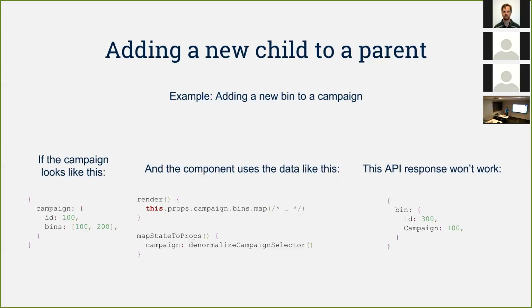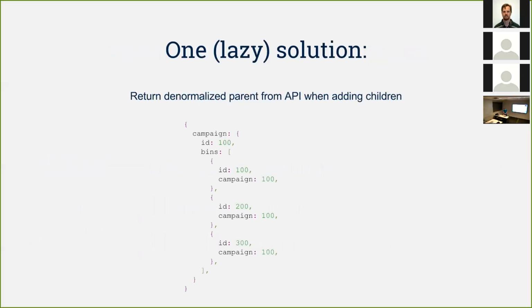So if you just return the bin from the server, this gets merged into the entity store, like I was saying, just below here. And then when we try to denormalize this campaign, it's not going to know about bin 300. So there's a couple of ways that you can solve this. One way is a bit lazy. It's just to return the entire parent every time you add a child.